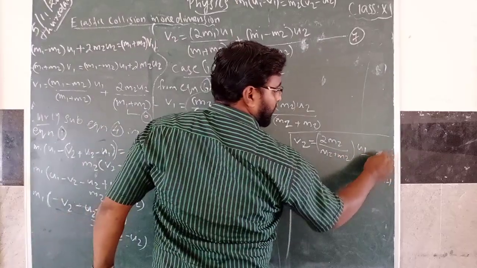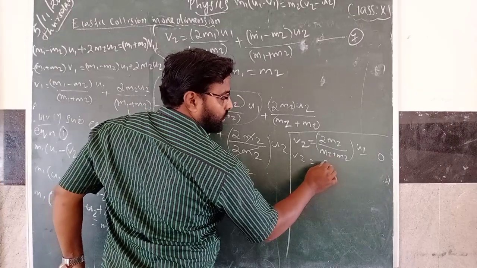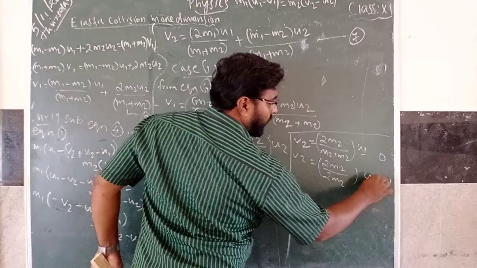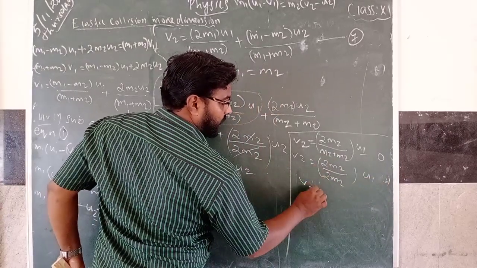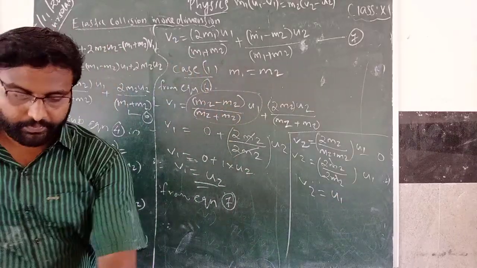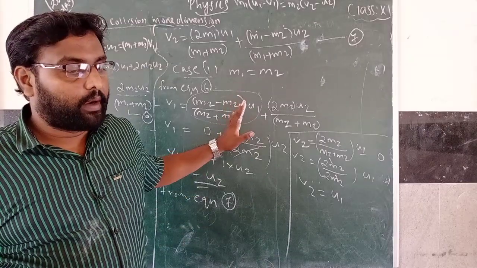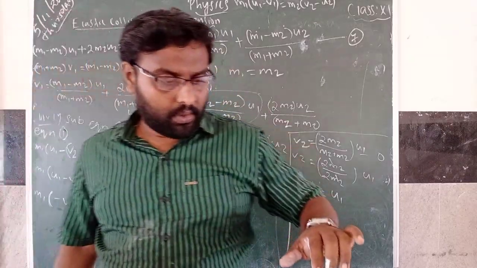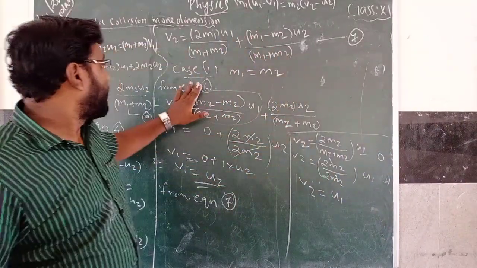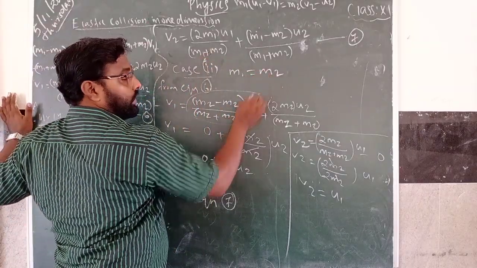So no need of this 0. So V2 is equal to M2 plus M2, 2M2. So 2M2 by 2M2 into U1. So V2 you will get what? Cancel. So you will get U1. This is case 1. The same you have to find for case 2. Case 2 is what? The same case, M1 equal to M2.